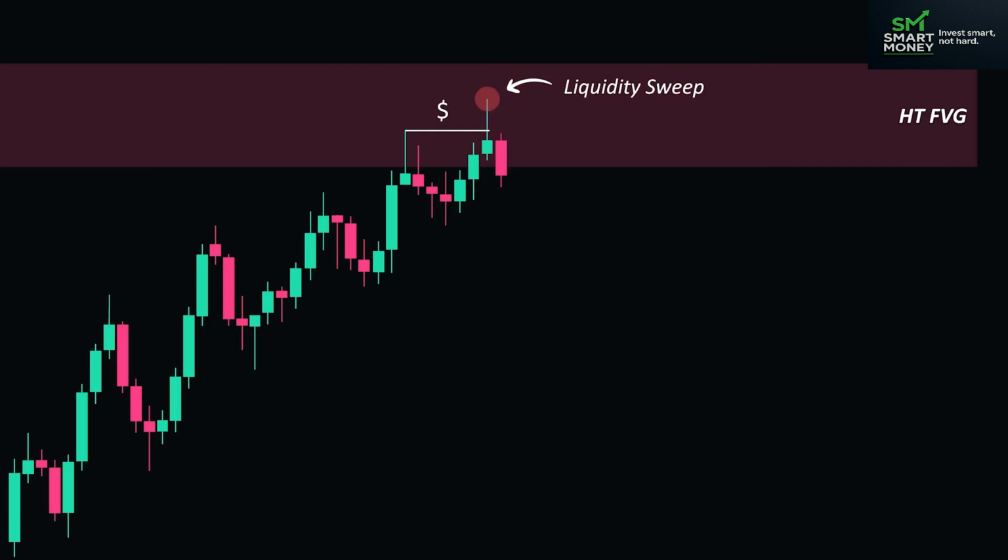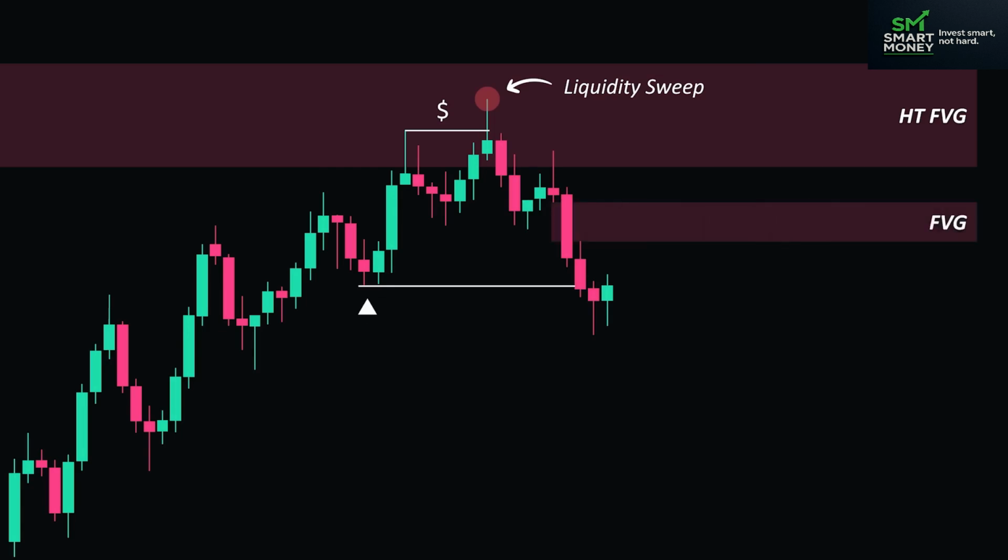However, for a more conservative approach, you can wait for price to break below the recent low to confirm the change in character. Once the reversal is confirmed, we wait for price to form new fair value gaps. This is why the strategy is known as FVG and FVG.